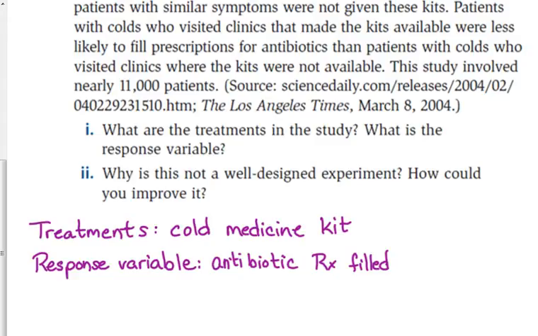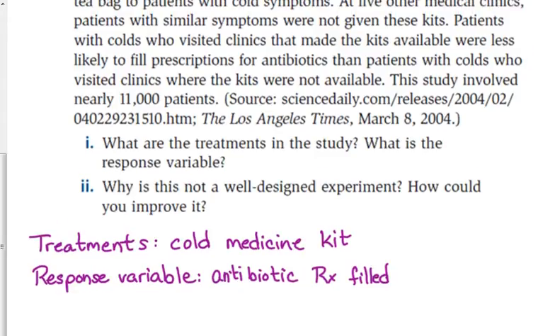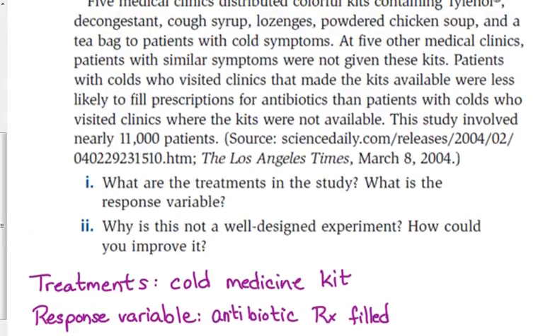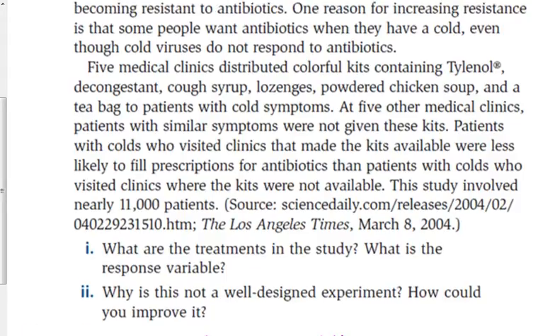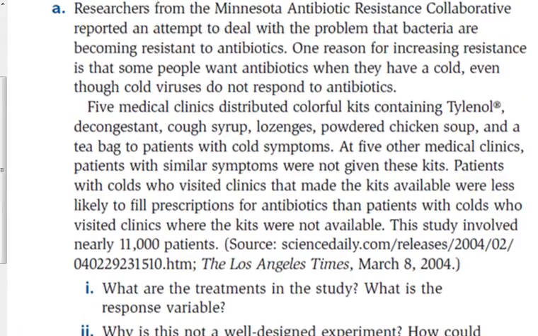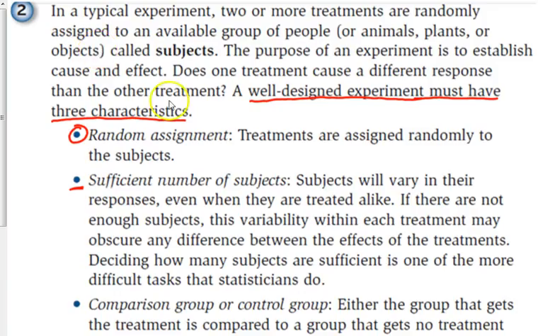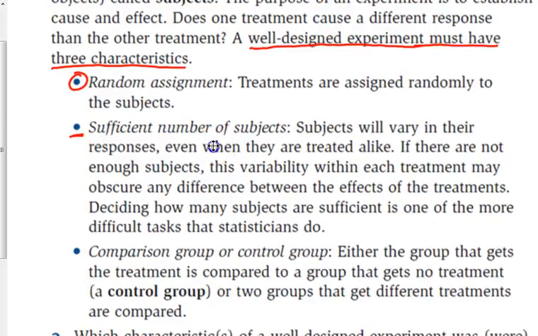So in question two, they're pretty much telling you this is not a well-designed experiment. Okay, this is not a well-designed experiment. Did y'all come up with some reasons as to why it is not a well-designed experiment? We've got three characteristics. We've got random assignment, a sufficient number of subjects, and a comparison or a control group.